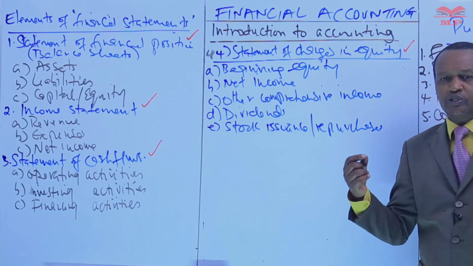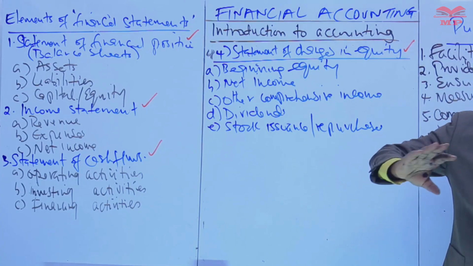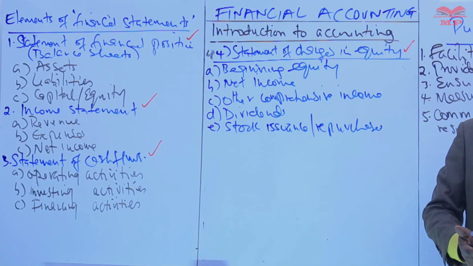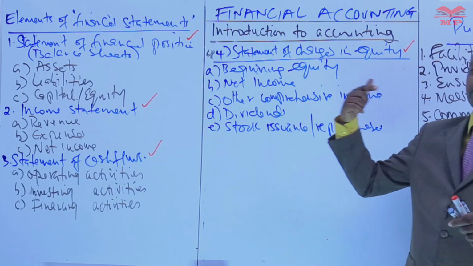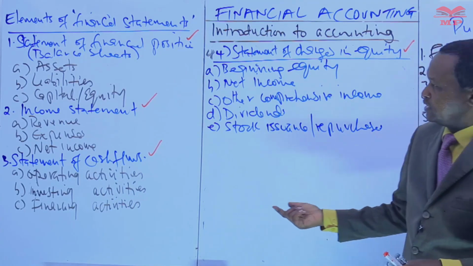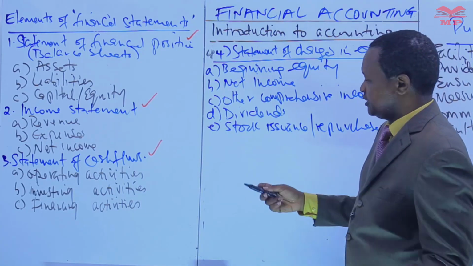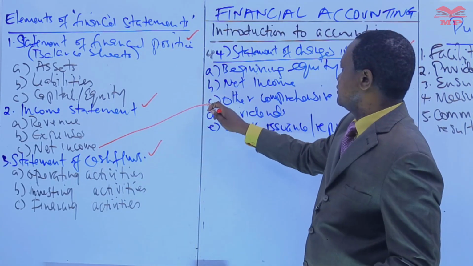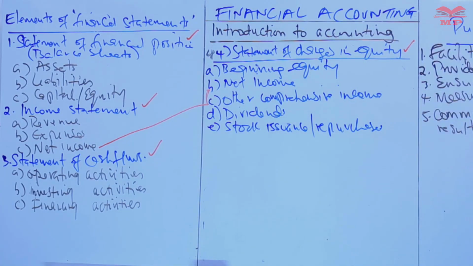But it's important for us to acknowledge that these financial statements are interconnected and they provide a holistic view of a company's financial performance and position. Because we know that the net income from the income statement flows into the statement of changes in equity. After preparing the income statement, this will flow. So they are interconnected. Just giving an example.